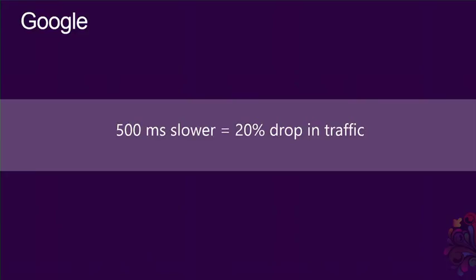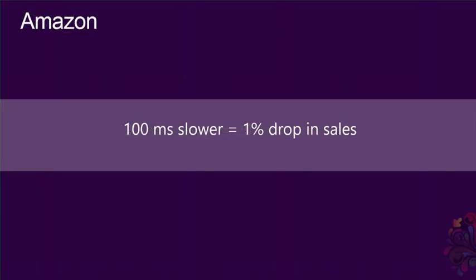Amazon also did a similar thing. They slowed down their page by 100 milliseconds, and their sales dropped 1%. For 100 milliseconds. This is like a tenth of a second. Really, really nothing when you think about it. And they dropped 1% in sales. Now that's not a lot. Who really cares about 1%?